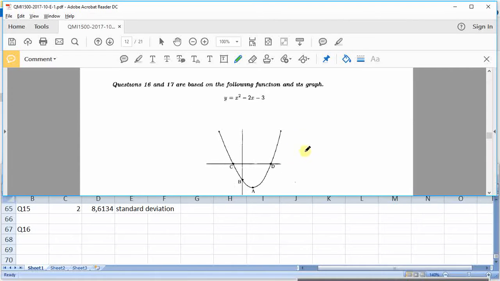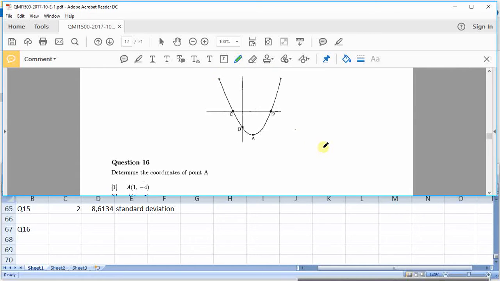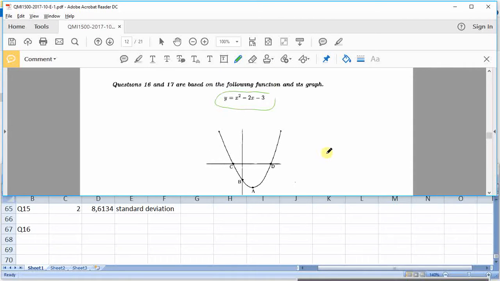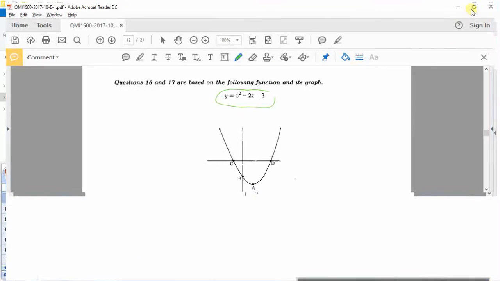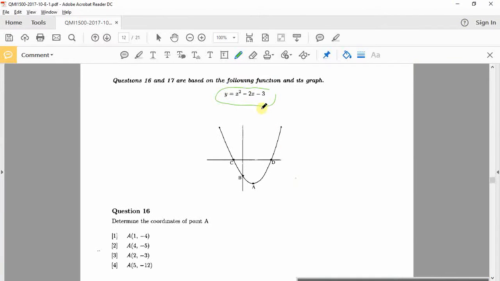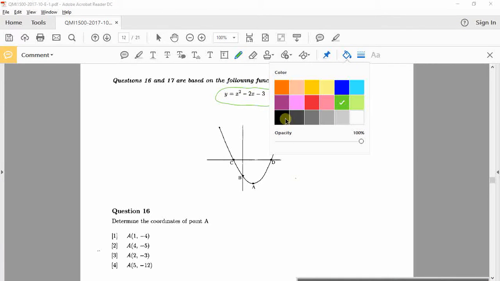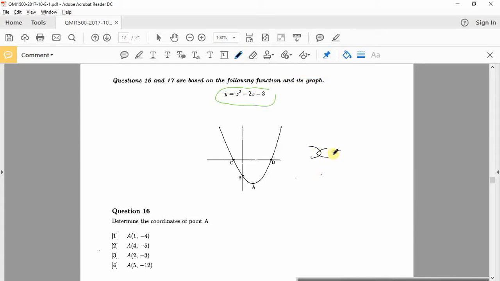Alright, 16 and 17 are based on the following. Okay, there's the graph: y equals x squared minus 2x minus 3. Determine the coordinates of point A. That's easy. It's the turning point. The turning point equation to get the x value is x equals minus b over 2a. Okay, so what is b? Minus 2. What is a? 1. Minus times minus 2 is 2, over 2, which is 1. So the x value is 1, and something else.